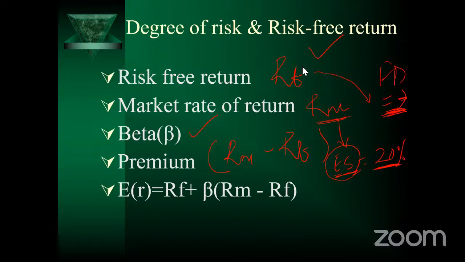Rosalind madam is saying 13%. Excellent. So 7% is the risk-free rate of return, and the market rate of return is 20%. So 20% minus 7% is your 13%. Why am I charging this differential return? Because I am undertaking the risk. Since I am taking the risk, I must charge the premium. Yes or no? This is known as premium.